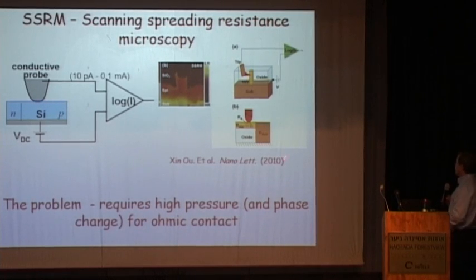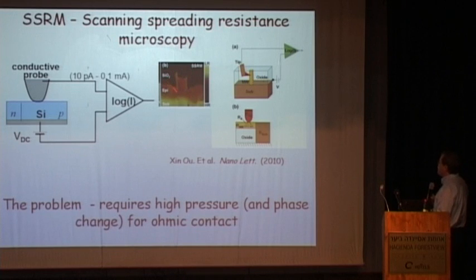This is a paper that just came out in Nano Letters a few weeks ago, and this shows a group that tried to measure the resistance of a nanowire with a tip. I will not go into the details, but as you can see, this is the nanowire. This is the resistance map of the nanowire. You can hardly see any contrast in the nanowire. So this also doesn't work.